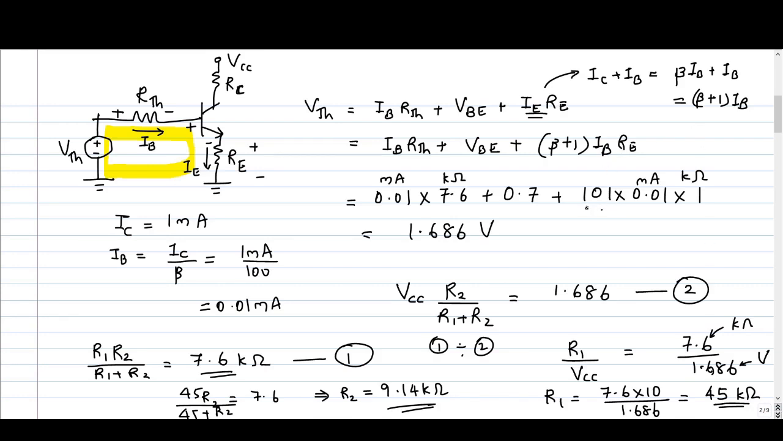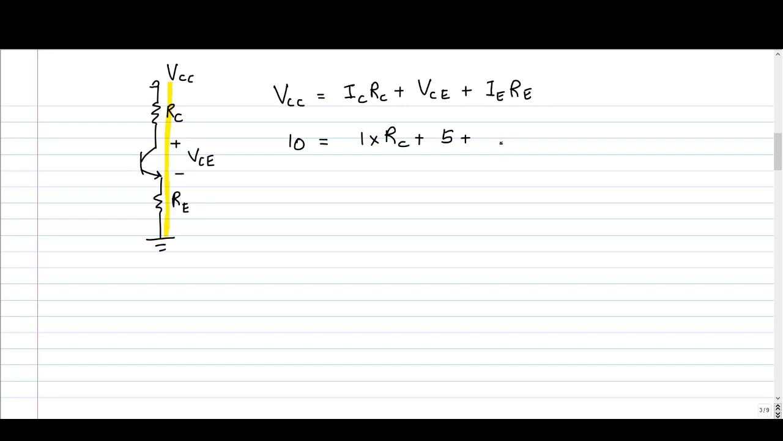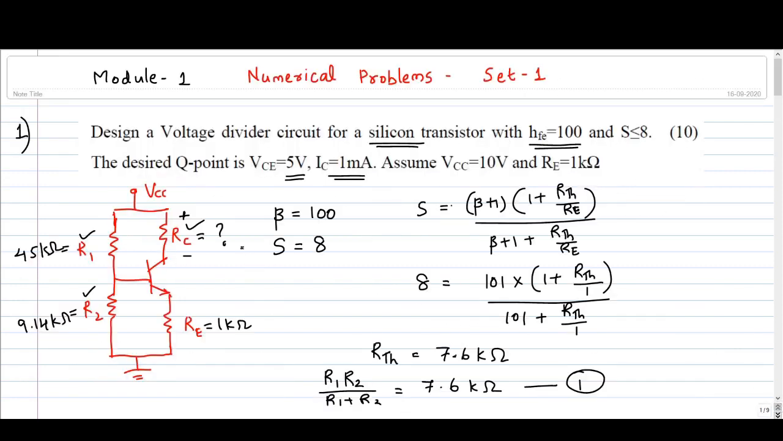So IE is beta plus 1 into IB, that is 101 into 0.01 milliampere. So it is 1.01 milliampere into 1. So if you simplify this, you will get the value of RC. So do the simplification, you can see that RC value will be 3.99 kilo ohms. So we got all the values of the components in the circuit, R1, R2 and RC. RC is 3.99 kilo ohm. So that completes the design.